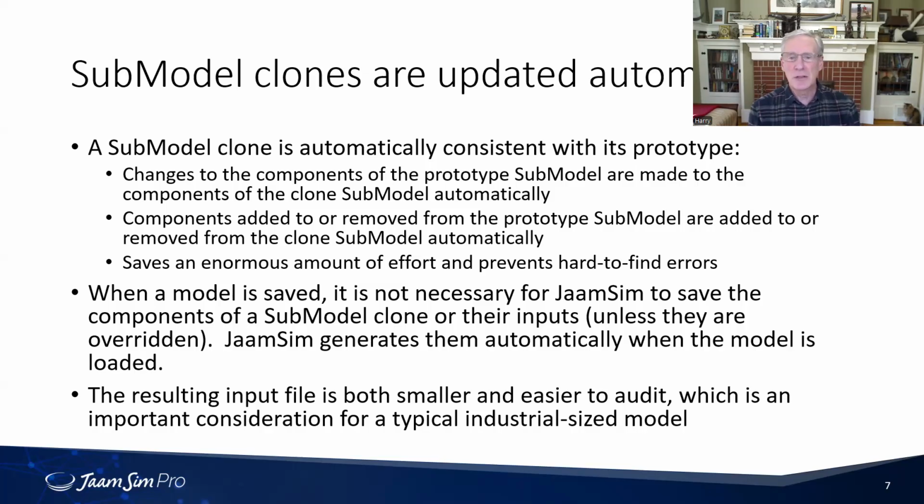So the use of prototypes and clones, because it does it automatically, saves you a ton of effort, and it prevents errors that would be very hard to find. A further advantage is that when you save a model, the components of the clone submodels are not saved in the input file, because they're automatically consistent with their prototype. JaamSim recreates those cloned components automatically when the model is loaded. So this makes the input file smaller.